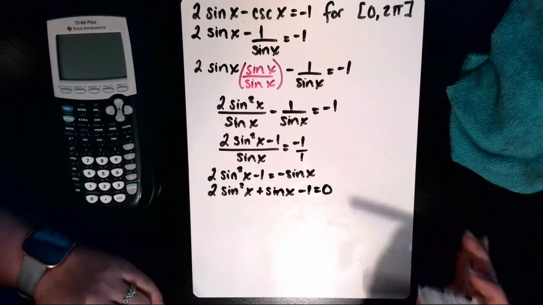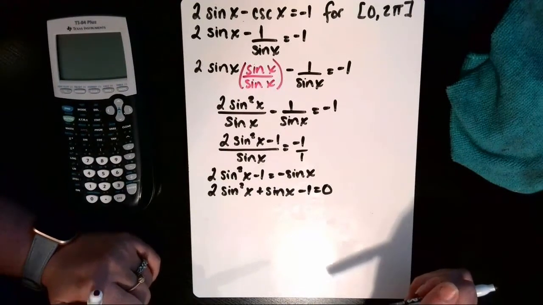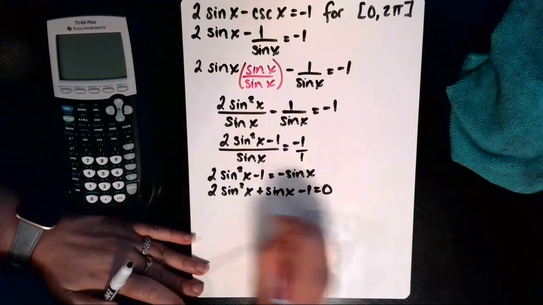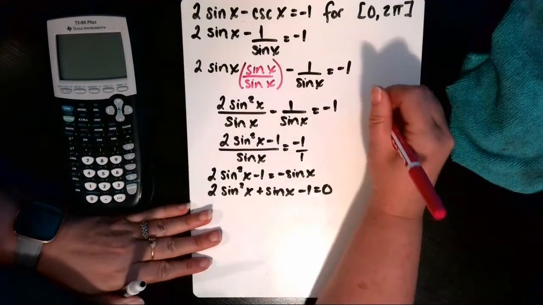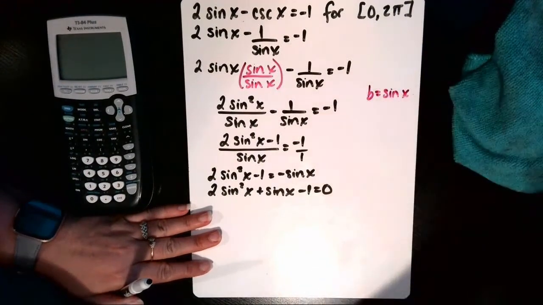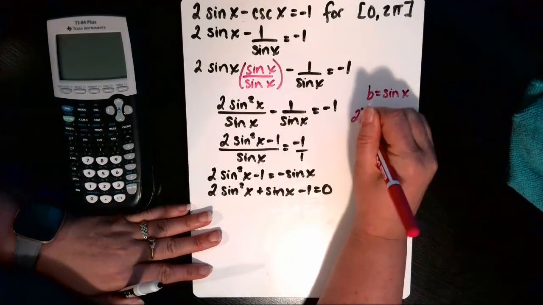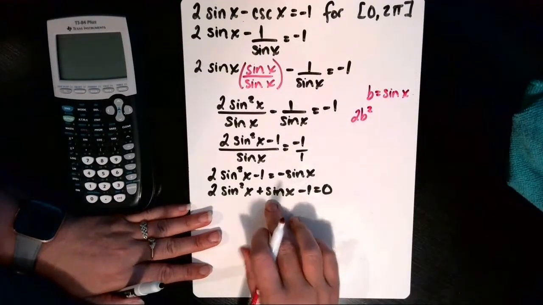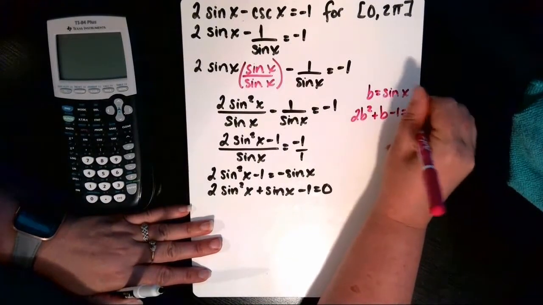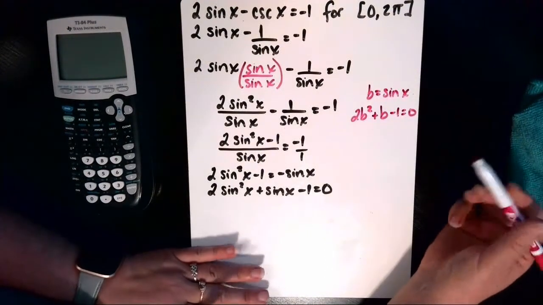Okay, from here we want to either factor or use the quadratic formula to solve this quadratic. And I'm going to go ahead and factor. To make this easier to look at, I'm going to rewrite this letting b represent the sine of x. So instead of 2 sine squared, I'll have 2b squared, and then plus b instead of plus sine, and then -1 equals 0. All I did was substitute b in place of sine of x to make the factoring a little easier.